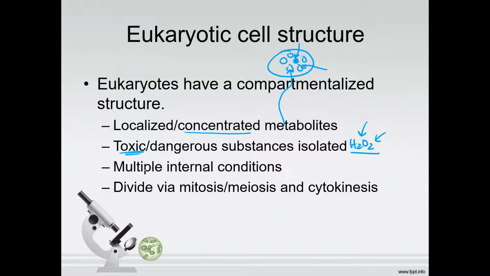We can have multiple internal conditions. When we talk about photosynthesis and respiration in our next unit, we're going to talk about a lot of places where we have concentration gradients of hydrogen ions. The membranes that are inside the cell help us make those places where we can build up those hydrogen ion concentrations. They're going to divide via mitosis or meiosis, and then also cytokinesis. These guys are all about the nucleus. This is about the rest of the cell. Good? Good. All right.